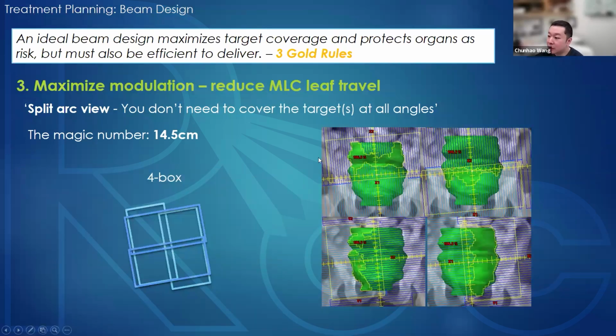All right, sometimes the target is too big, right? If you use two arcs to split the view, you're probably still going to struggle with dose heterogeneity inside the target. And then we have this 4-box technique, right? In the beam's eye view, this is up, bottom, left, and right. Each beam will cover a part of the target, but putting them all together, the target will be fully covered.